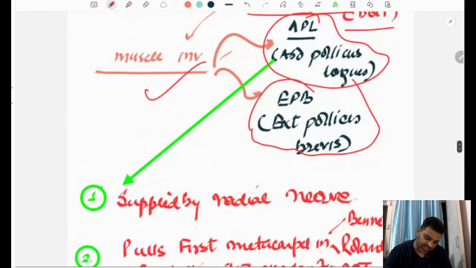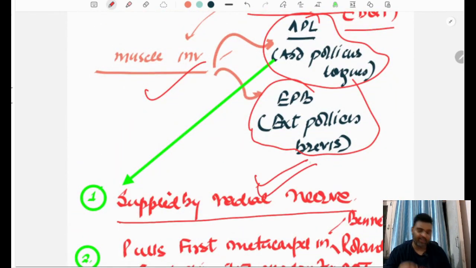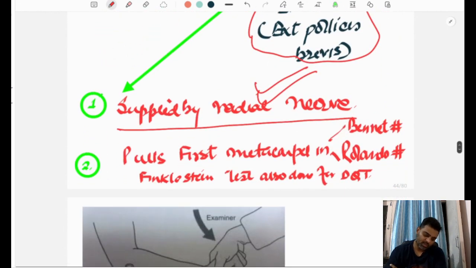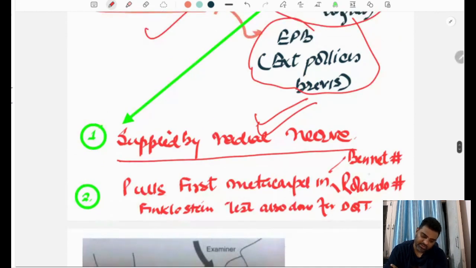Okay, so APL is supplied by the radial nerve. Abductor pollicis longus is supplied by the radial nerve. Abductor pollicis brevis is supplied by the median nerve. That we will see after some time, when we will see Bennett and Rolando fracture, then we will see these points.